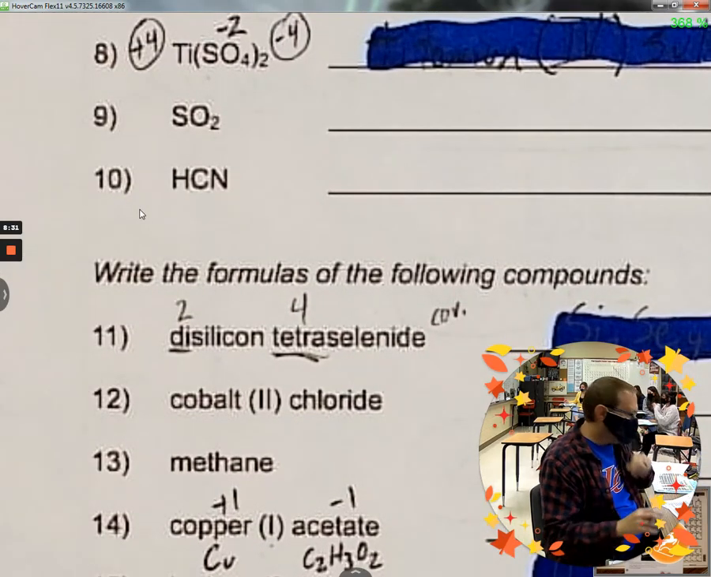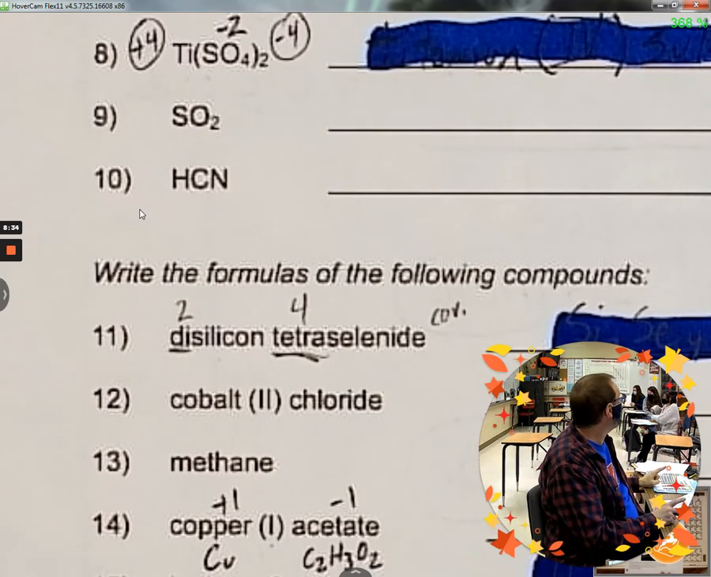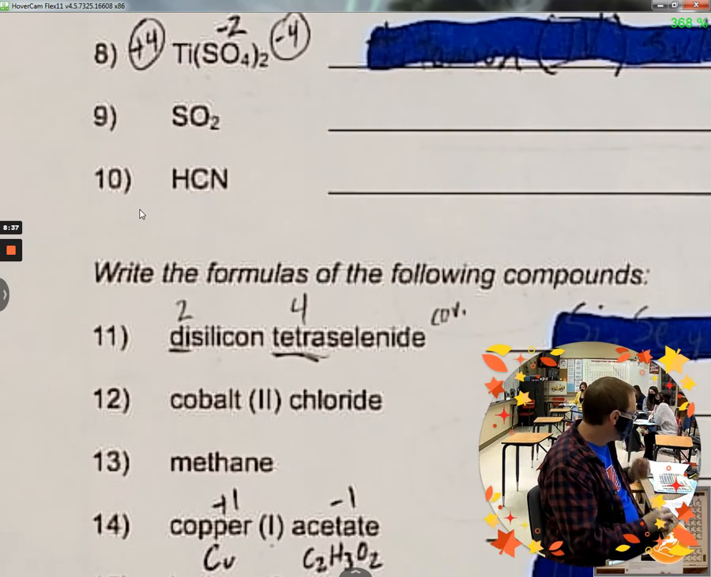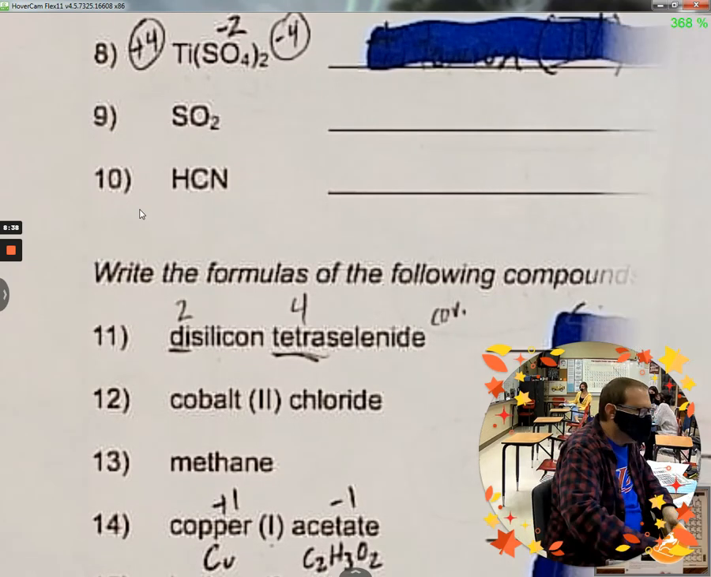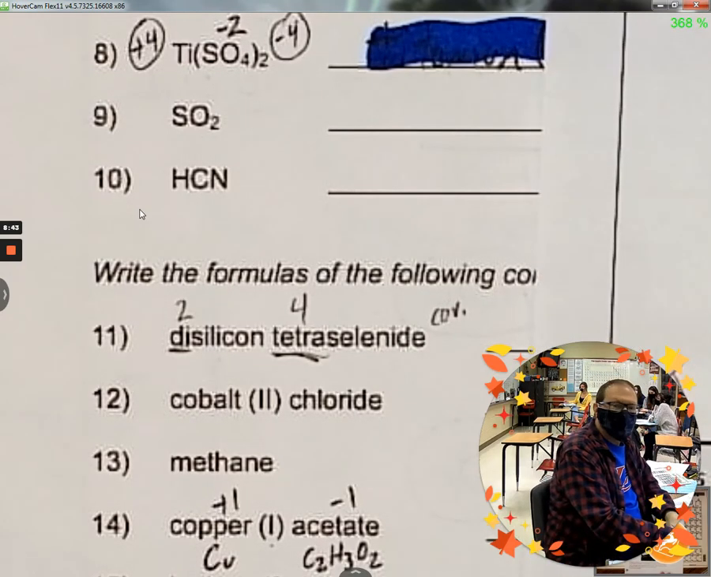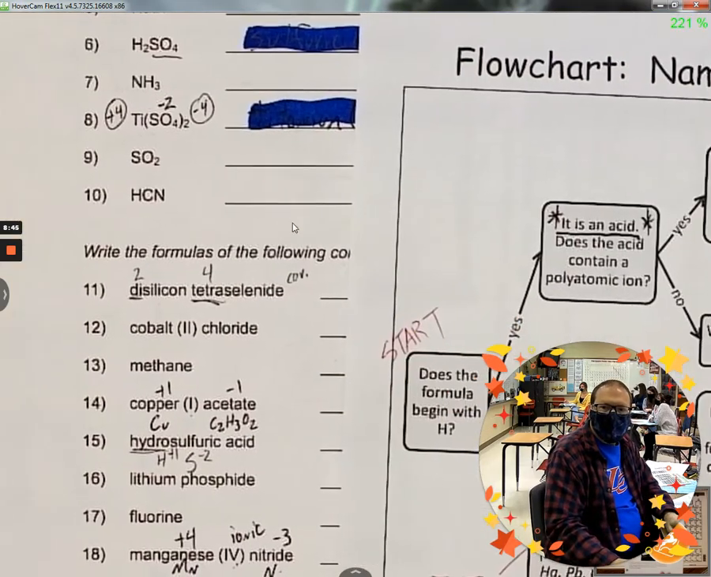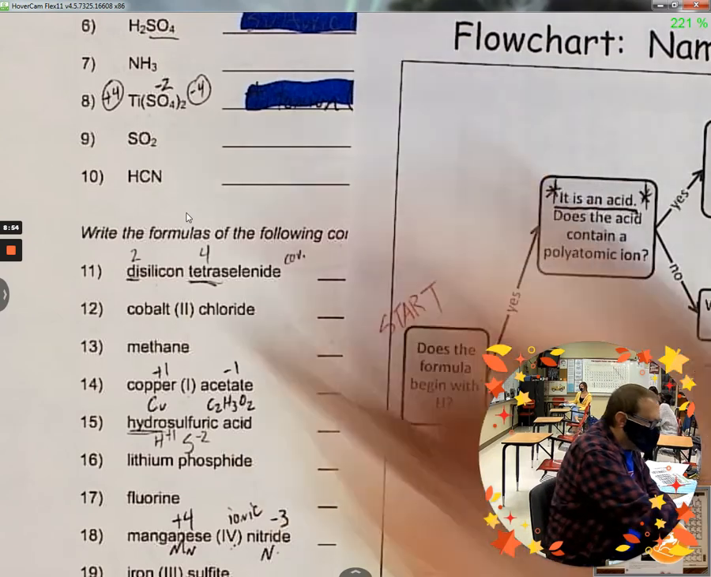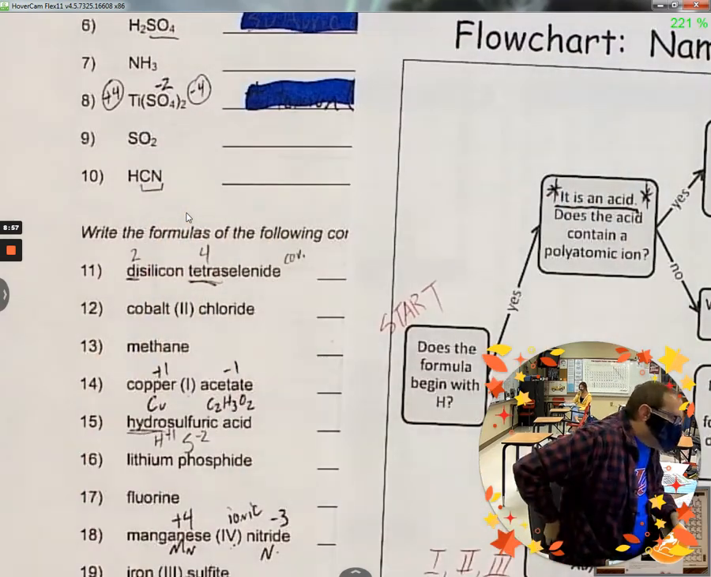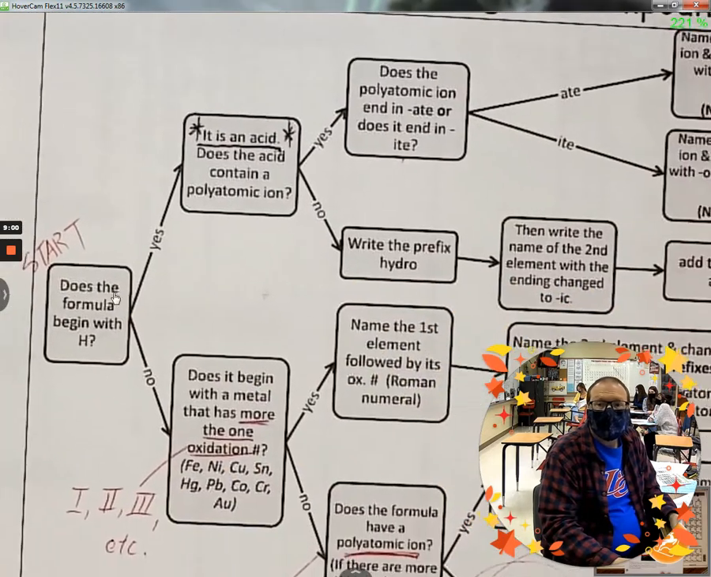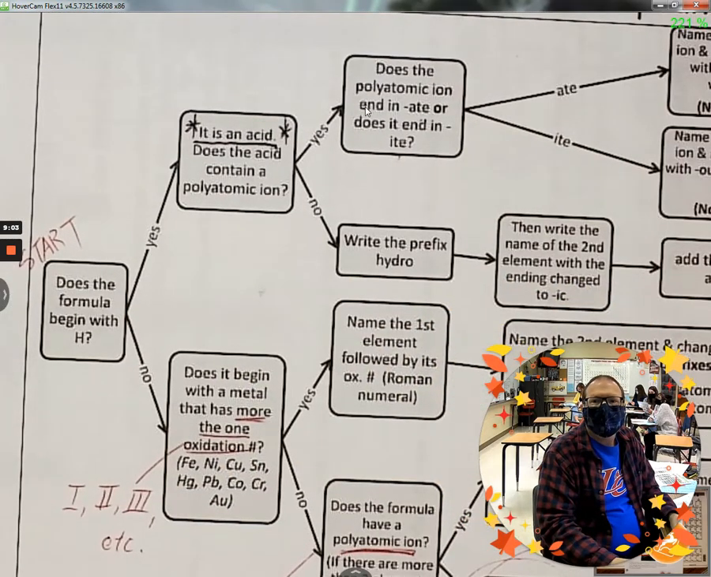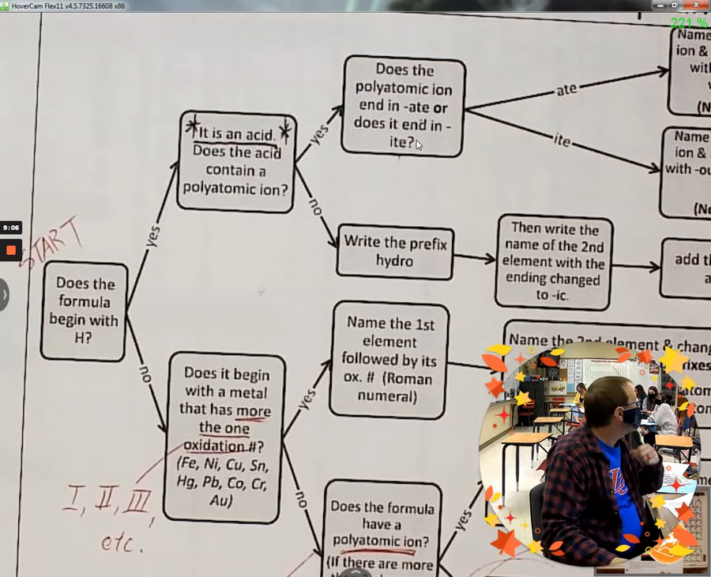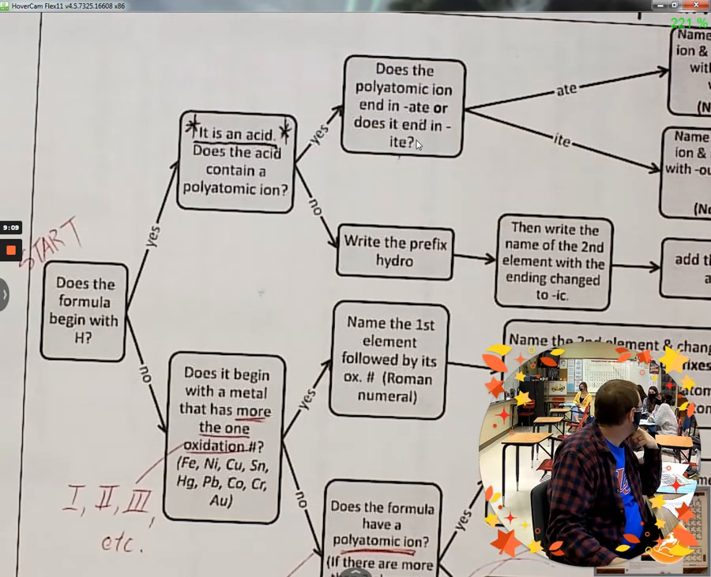Okay, cool. So this right here, there are actually a couple possible right answers for this, and I'd like to hit them both. Following my flow chart, the first question asks, does the formula begin with H? Yes, it does. So that tells me this is an acid. Does this acid contain a polyatomic ion? Yes, it contains that CN ion. Does the polyatomic ion end in ate or ite? Actually, it doesn't end with either. It ends with ide.